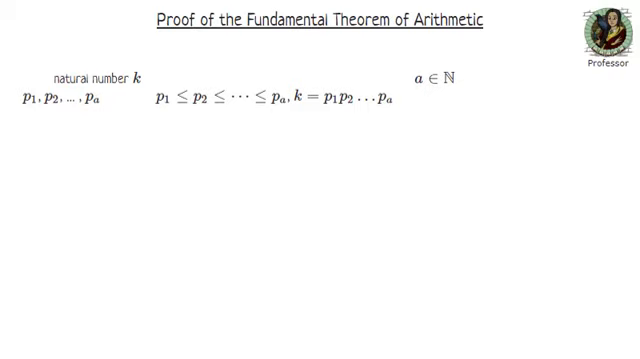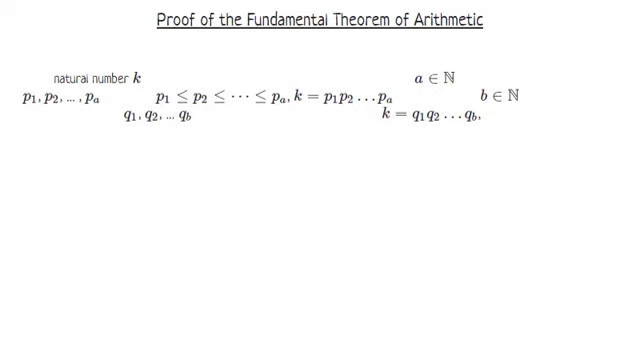So far, so good. Now let's think about the second prime factorization. So that would be Q1, Q2, through Q sub B for Australian long-nosed bandicoot. Okay. So they multiply to make K. And they're in non-decreasing order.